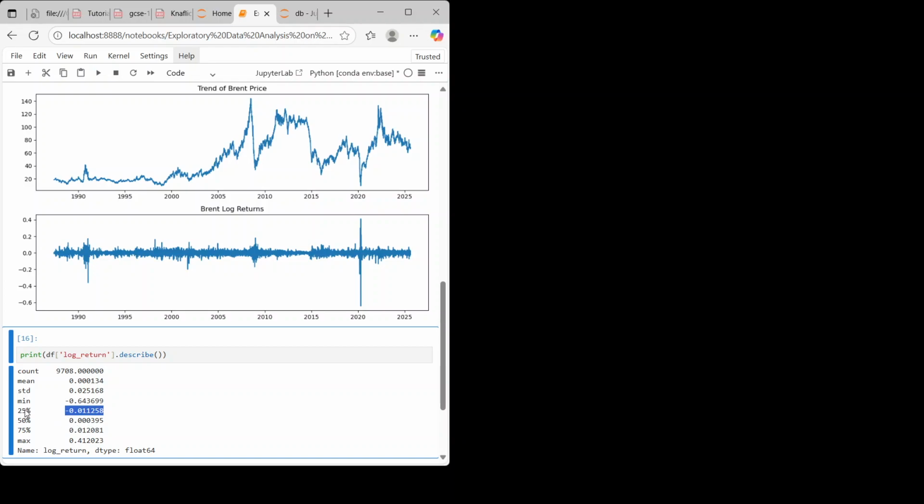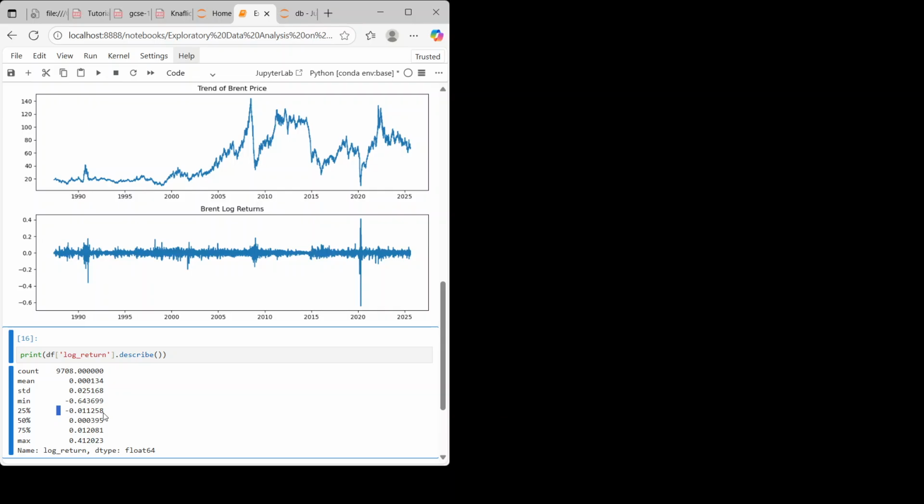And so since we've talked about the 25%, let's talk about the 75% before we come to the 50%. So we have our 25% of the returns below negative 1.1%. So the remaining 75% are below positive 1.2%, meaning that large upward spikes are less common than the downward ones. So we hardly have high upward trends compared to the downward ones.